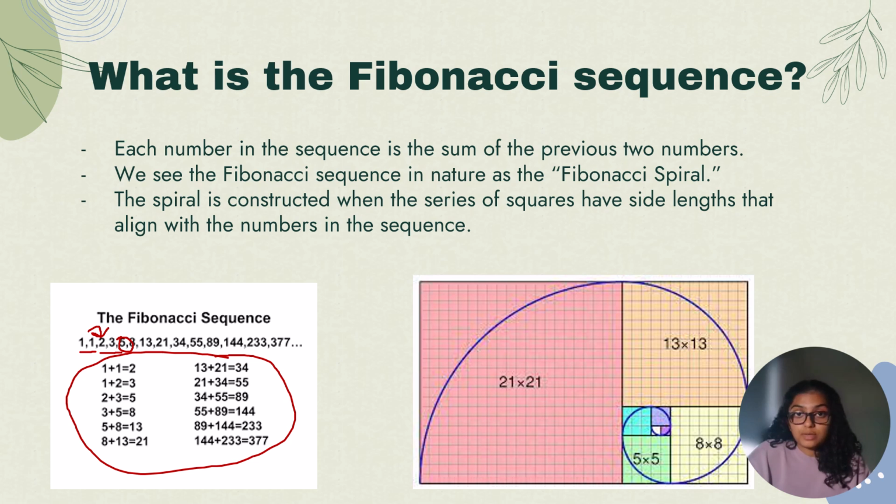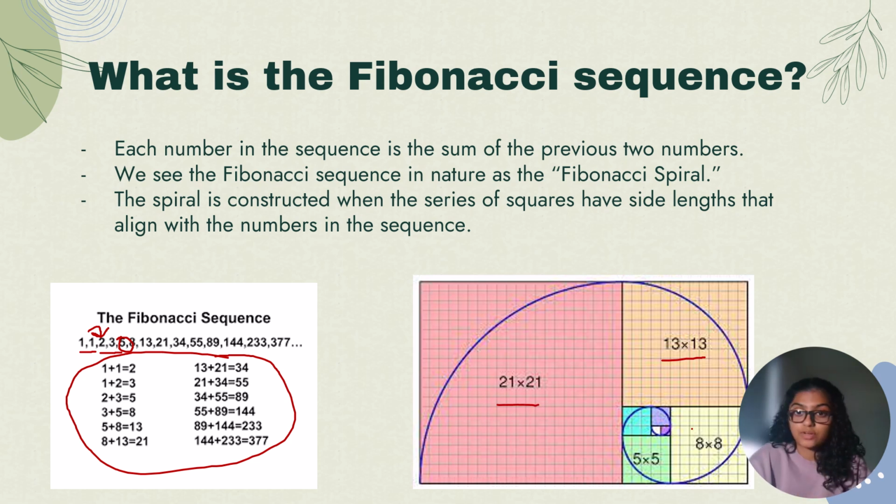So we see the Fibonacci sequence in nature. This sequence is called the Fibonacci sequence, what we were just looking at. And what we see is this Fibonacci sequence manifest in nature as a Fibonacci spiral. That's the spiral we were looking at in the images that we observed. That's a key pattern. The spiral is constructed when a series of squares have side lengths that align with the numbers in the sequence. So we start with a 1 by 1 square, and then we go to a 2 by 2 square, 3 by 3, 5 by 5, 8 by 8, 13 by 13, 21 by 21, and it keeps going like that.